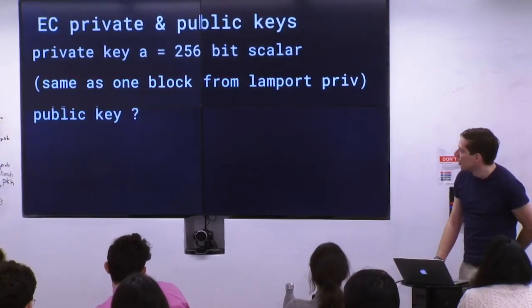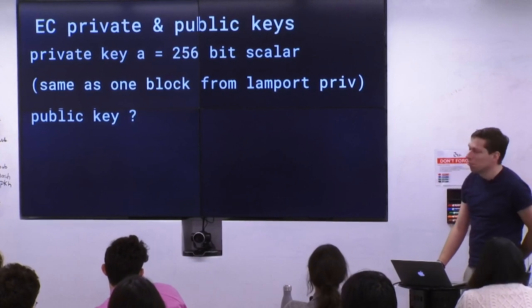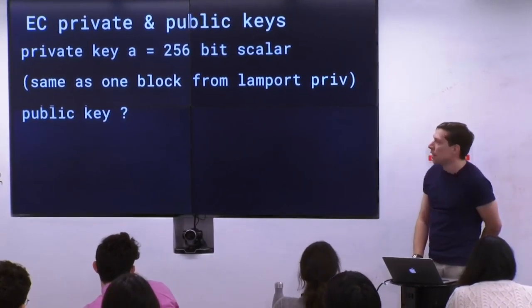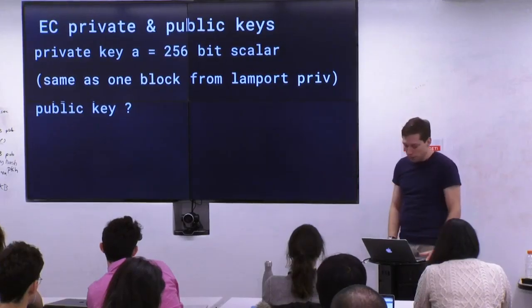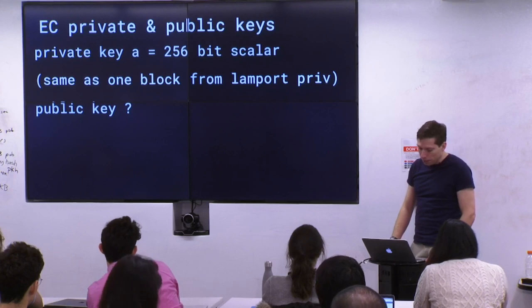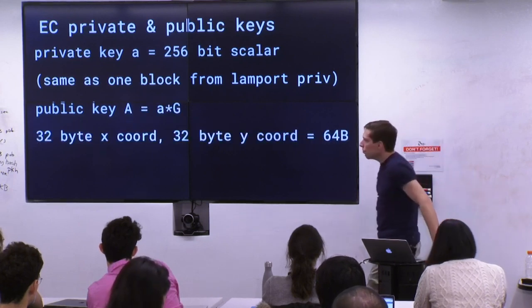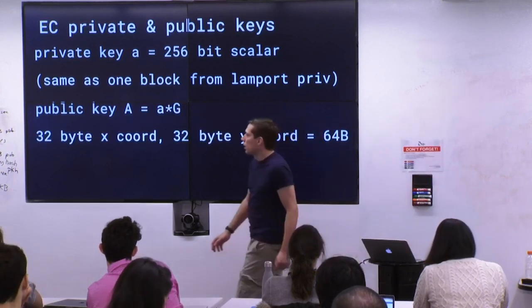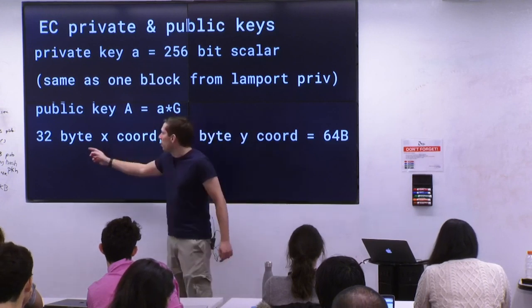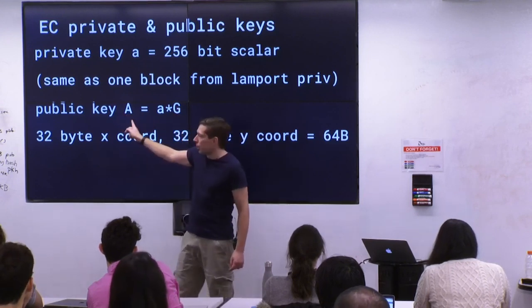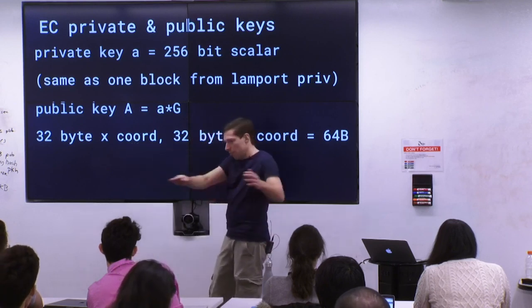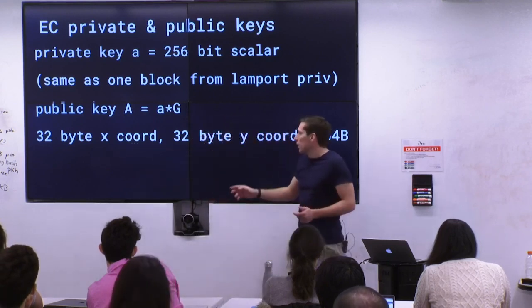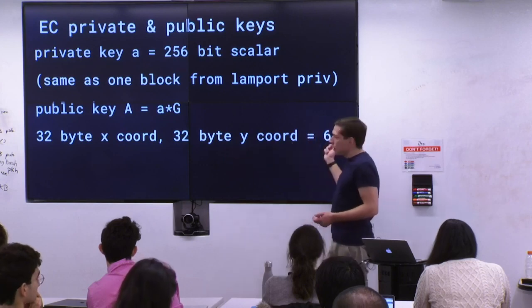Yep. Okay, so your private key, let's say private key lowercase a, is just some 256-bit random number, a scalar, exactly the same as in a Lamport signature: it's 32 bytes. And your public key is just a times g. And your public key is now a point on a curve. We're going to call it uppercase A. And you have a 32-byte x coordinate, right? Because the x dimension is 256 bits. And a 32-byte y coordinate, so it's 64 bytes.